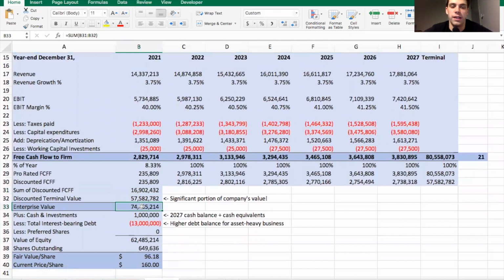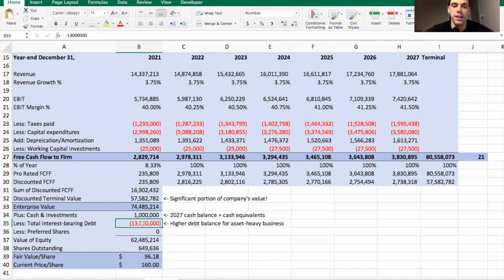Again, because when we're calculating free cash flow to firm, we're calculating the cash flows that are available to all shareholders or all claim holders on the business. Then we have to add cash and investments. So I assumed this would be $1 billion, which is really just a ballpark estimate. There are methods you can use to more accurately determine this, but just to keep things simple, I put $1 billion in there. So that includes their cash balance plus any cash equivalents like short-term investments.